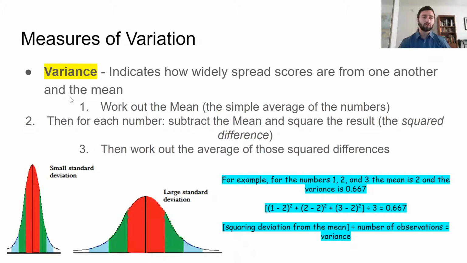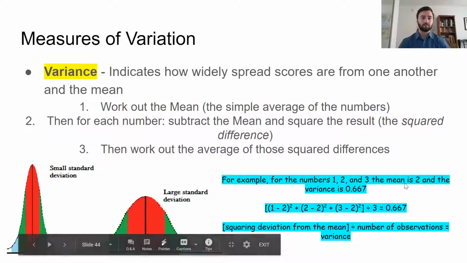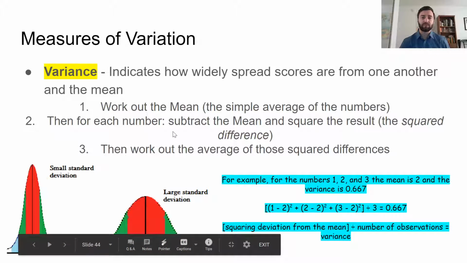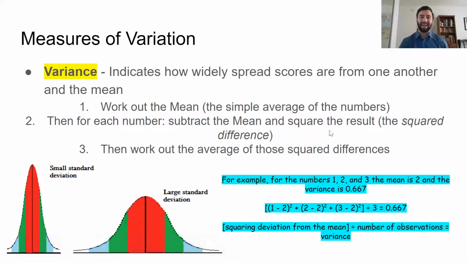There are three steps to finding variance. The first thing is you need to find the mean of your numbers. Let's pretend our numbers are 1, 2, and 3. If I add those together and divide by 3, it's 6 divided by 3, so my mean is 2. Once I have my mean, for each number I have to subtract the mean and then square the result.